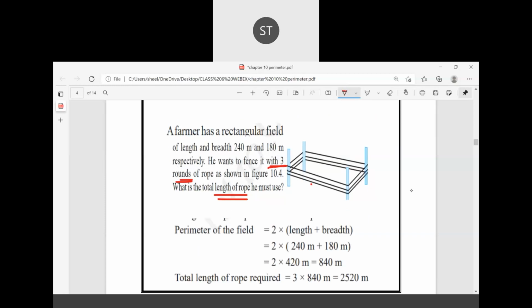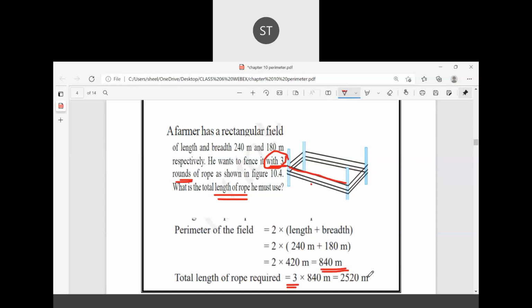So altogether it is what is our perimeter only. So perimeter should be multiplied with 3 times, because 3 times we have to make. So what we should do? First we have to calculate the perimeter of the field. Then we have to multiply with 3 only. So what is the formula? 2 into (L plus B) only. So 2 into (240 plus 180), it is equal to 2 into 420. What is the answer? 840 only.